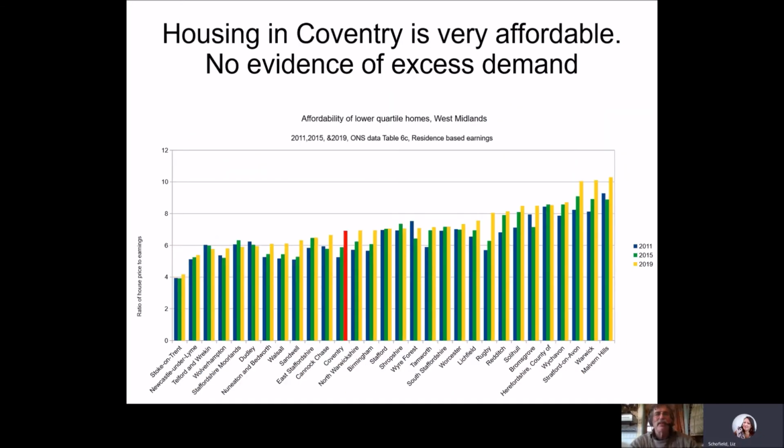And this is another way of looking at the same thing. This graph shows you affordability of lower quartile homes. It compares the price of housing to salaries in the lower quartile. And Coventry's right in the middle. The prices are not accelerating here. If you had loads and loads of people chasing housing, you'd think, right, the prices would be driven up. It would be an expensive place to buy a home. But no, it's actually a very affordable place. It's one of the most affordable places in the country to buy a home. Next slide.